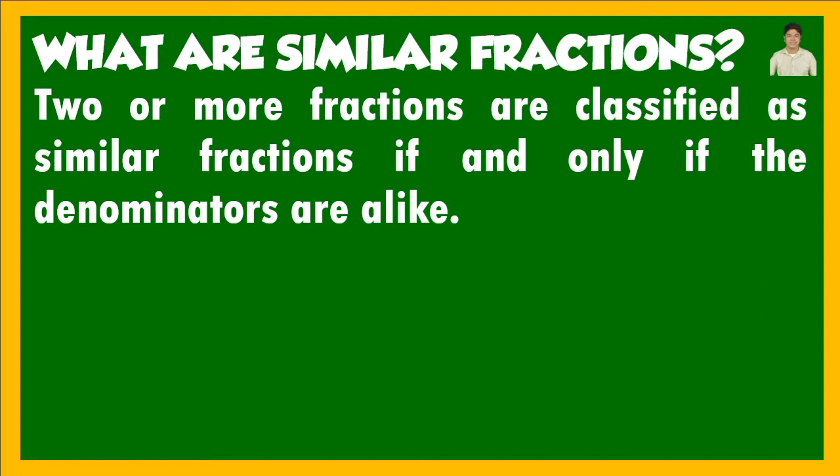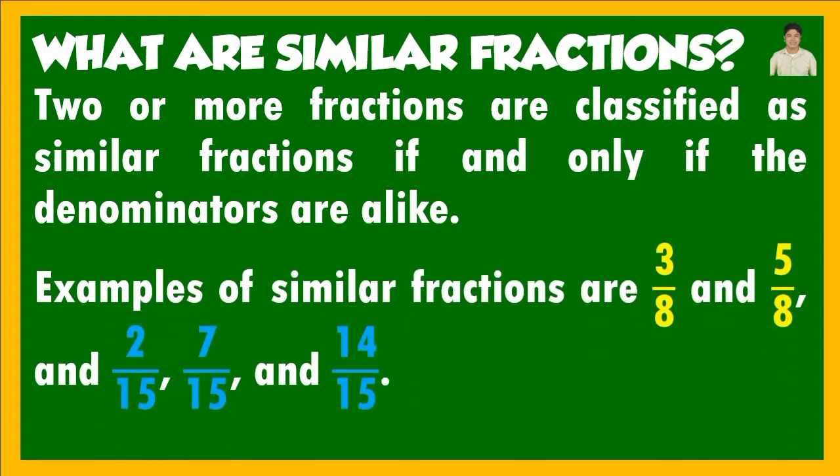Sa madaling salita, kapag yung mga denominators ng ating mga fractions ay magkakatulad, considered po sila as similar fractions. So, tinitignan lang po natin yung mga numbers na nasa ibaba. Kapag pare-pareho po yung mga nasa ibaba, they're considered as similar fractions. Examples of similar fractions are 3/8 and 5/8. As you can see, the denominators are 8. Kaya similar fractions po sila. And then what else? 2/15, 7/15, and 14/15. As you can see, pare-pareho po yung denominator which is 15.